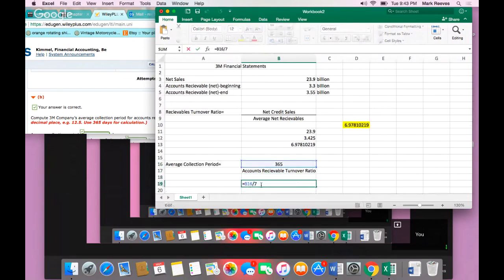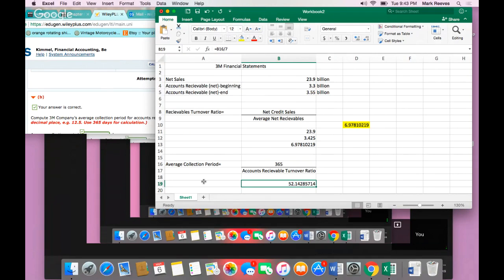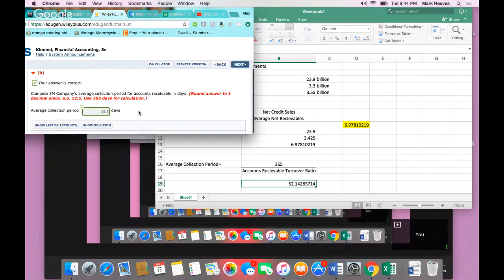So here, I did 365, which is this B16 cell, and then I divided it by 7, which was the receivables turnover ratio that we got in part A, and it gets you 52.142. Here it asks you to round the answer to one decimal place again. As a result, this is a 4 after the 1, so we are going to round down and leave it at 52.1. So the answer for B, the average collection period, is 52.1.